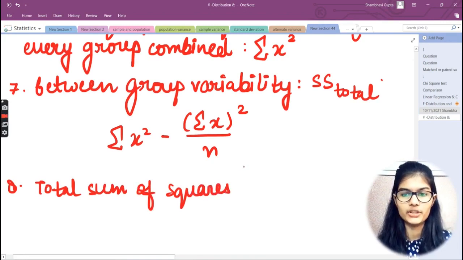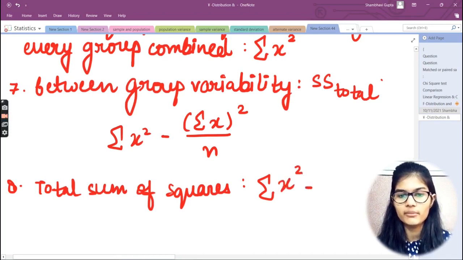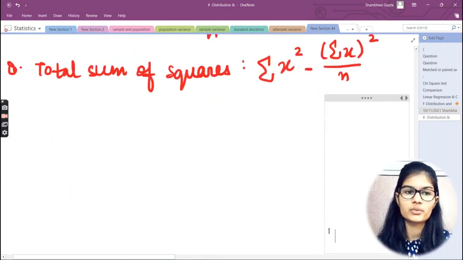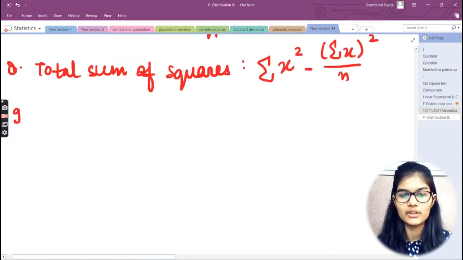Total sum of squares, right? So onto this particular total sum of squares, we have total sigma x square minus sigma x whole square divided by n. Okay, so this is the formula for the total sum of squares which we are having here.